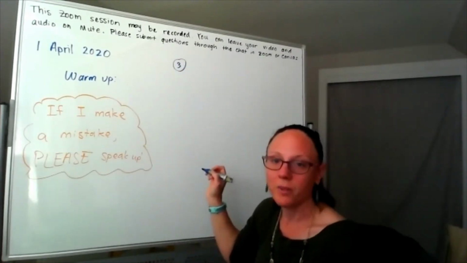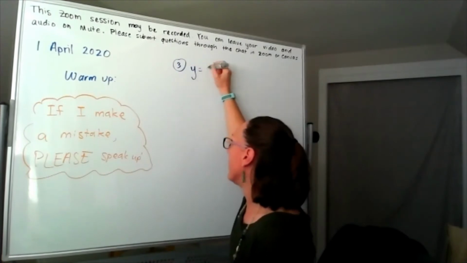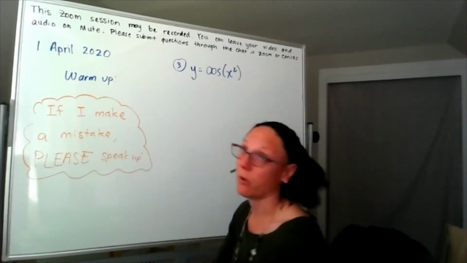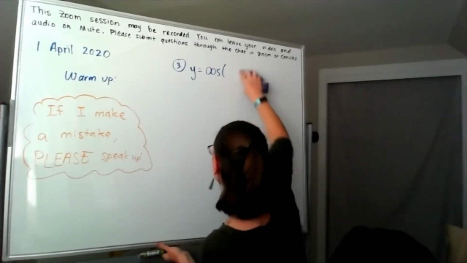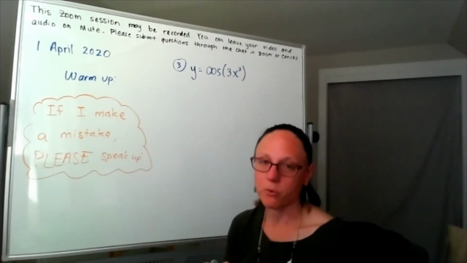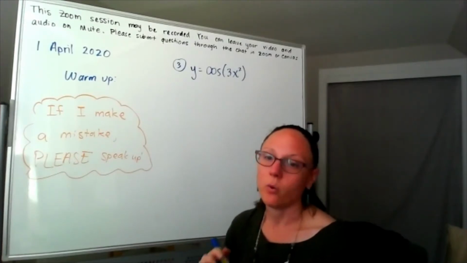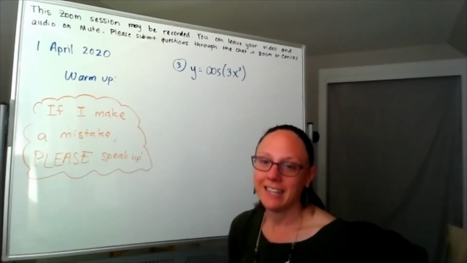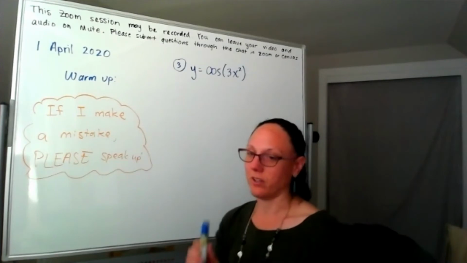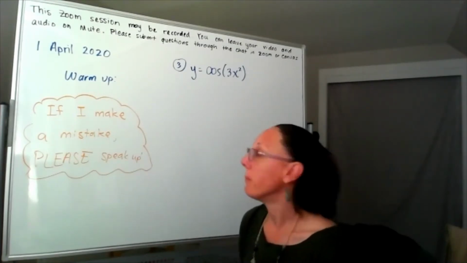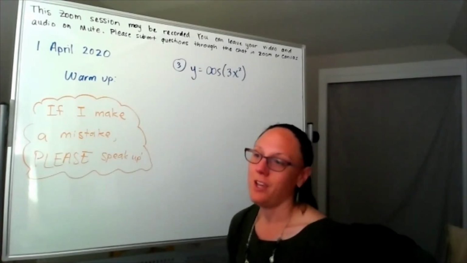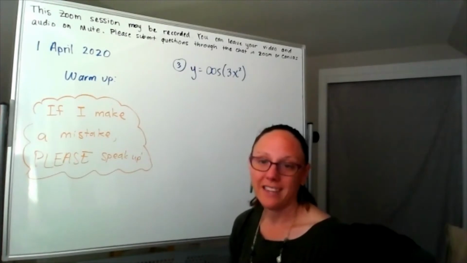Okay, third problem. This one's going to be really quick. Y equals cos, oh, I wrote the wrong problem. We'll just squeeze this in here. Y equals cosine of 3x squared. So if you have forgotten those trig derivatives, it is time to review them. I will address the question that just popped up in a second. But our derivative of cosine is negative sine.